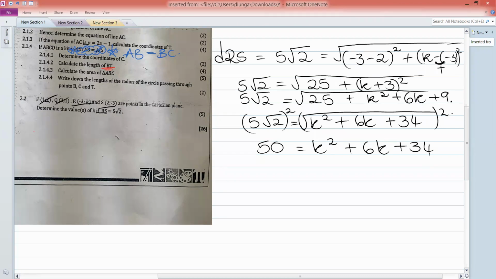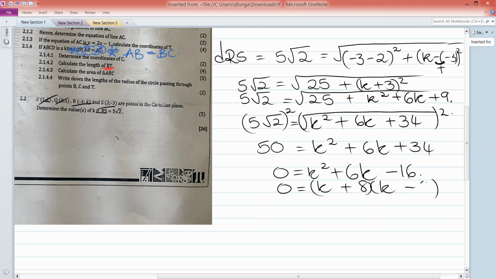Okay. Any questions so far? Okay. Balancing method, bring that over, group your like terms. You are left with -16 here. Now, if you're at this point and you can't see the factors straight away, you can just plug them into your quadratic formula. But the factors of -16, those would be +8 and -2. So your possible values of K are K equals -8 or K equals 2.